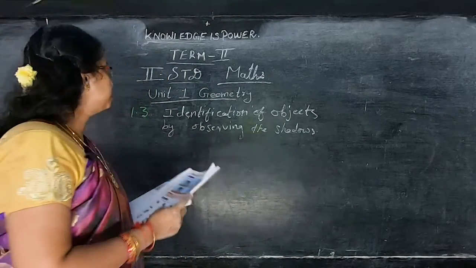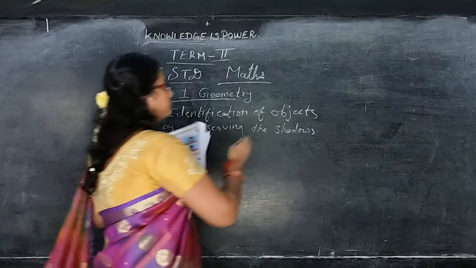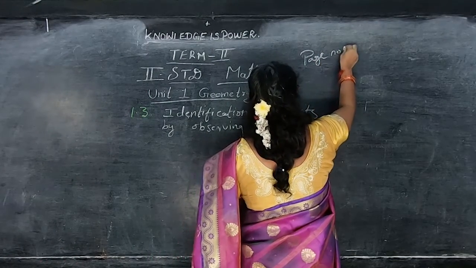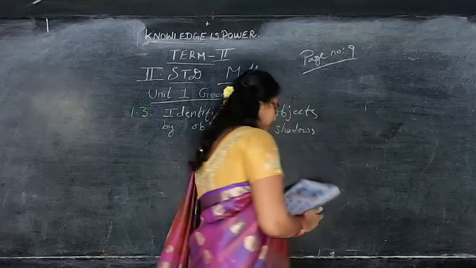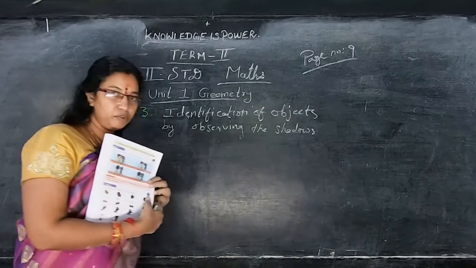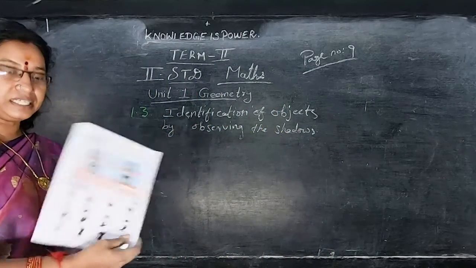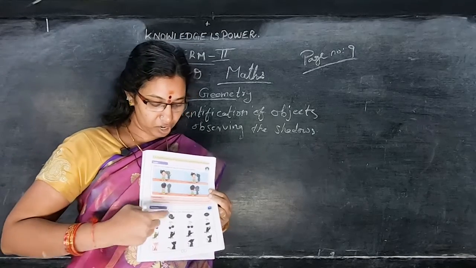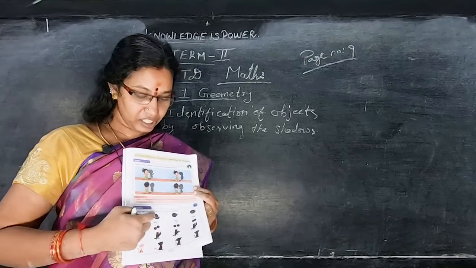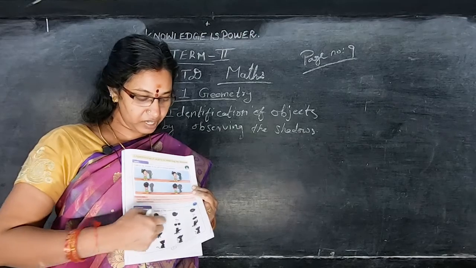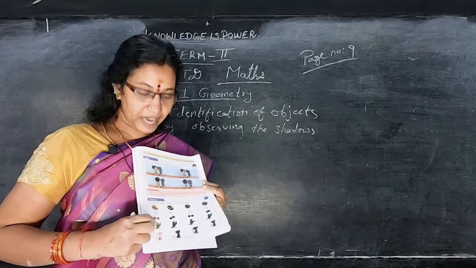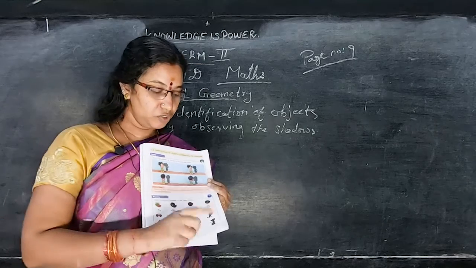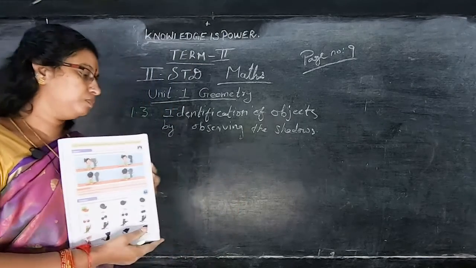Page number 9 is homework for you. Find the correct shadows and put a tick there or circle it. Circle the correct shadow. See here, this watermelon, what will be the correct shadow? See here, two cherry fruits are given, find the correct shadow. Then a parrot is given. Then one tiger doll is given. So you draw the appropriate shadow.